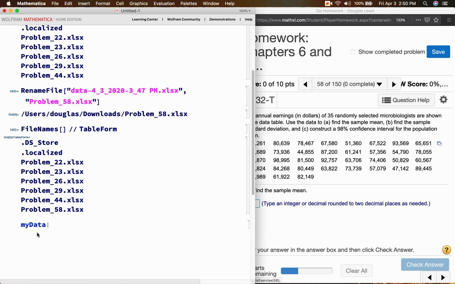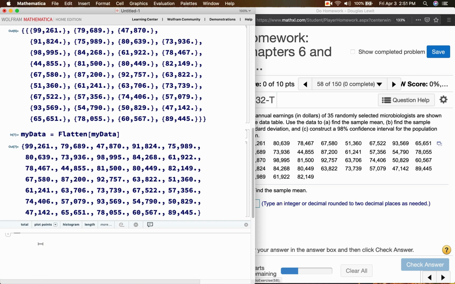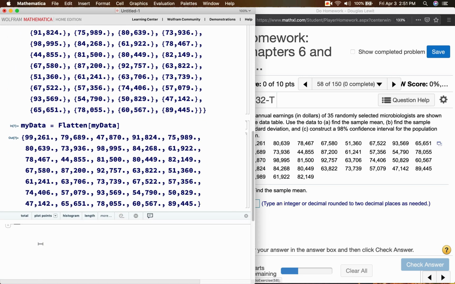Okay, my data is equal to import problem 58.xlsx data. We're going to flatten that like we usually do. My data is equal to flatten my data. Okay. There's no need to sort it. We don't have to worry about that for this type of problem.